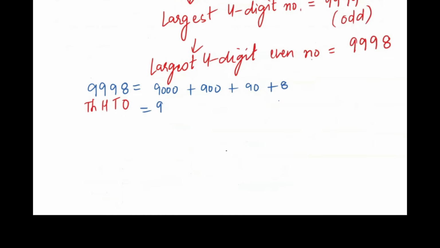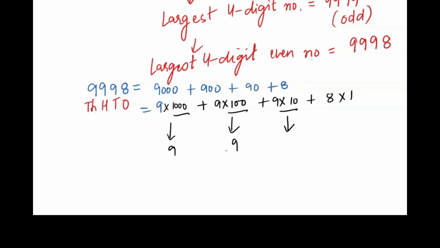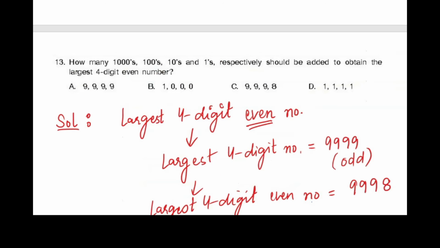Now, can we just write this expansion as 9 times 1000 plus 9 times 100 plus 9 times 10 plus 8 times 1. So how many thousands? 9 thousands. How many hundreds? 9 hundreds. How many tens? 9 tens. How many ones? 8 ones. So the answer will be 9998. If we talk about the alternate method, this is the answer we are having.